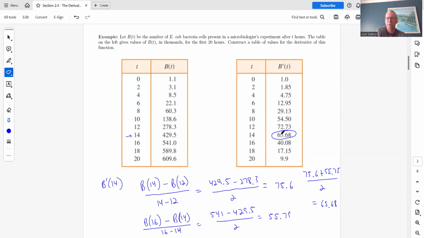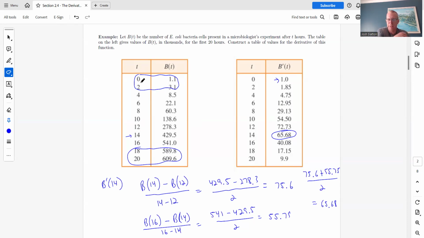So that's how you get it. You can do this with any of them. And we'll mention the way to get these ends, because obviously there's nothing before 0 and there's nothing given after 20. So the way to do that is you just look at these. Find the average rate of change between these two, and that gives you the derivative at 0. Find the average rate of change between these two, that gives you the derivative at 20. So for instance, 3.1 minus 1.1 is 2. Then 2 over that difference, which is 2, of course, gives us 1, which is B prime of 0.